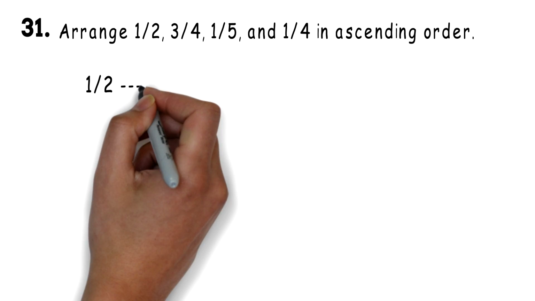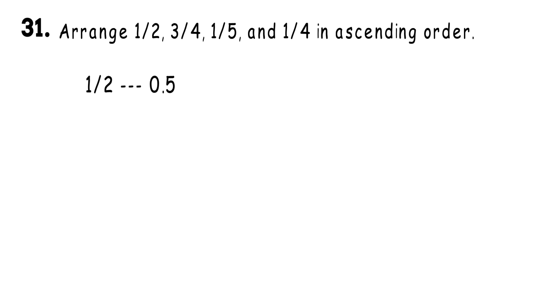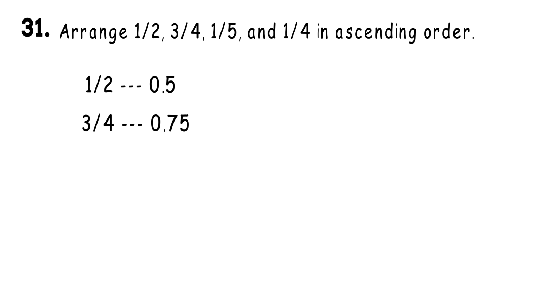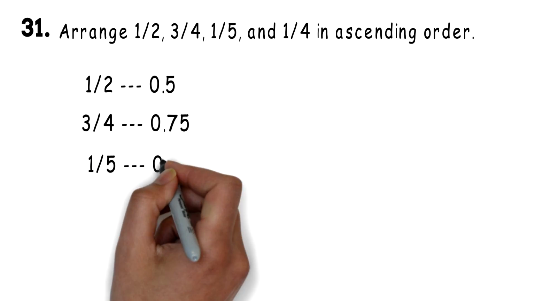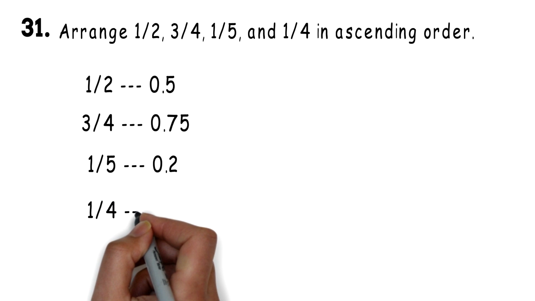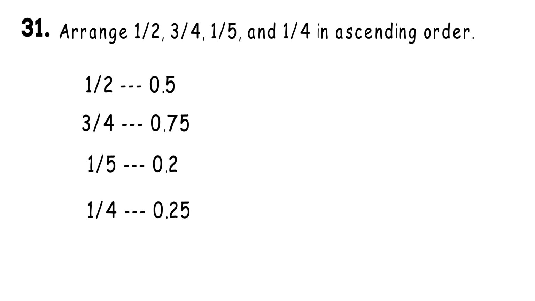1 over 2 is 0.5. 3 over 4 is 0.75. 1 over 5 is 0.2. 1 over 4 is 0.25. Please memorize them right now. You can also use your calculator to change to decimal by dividing.